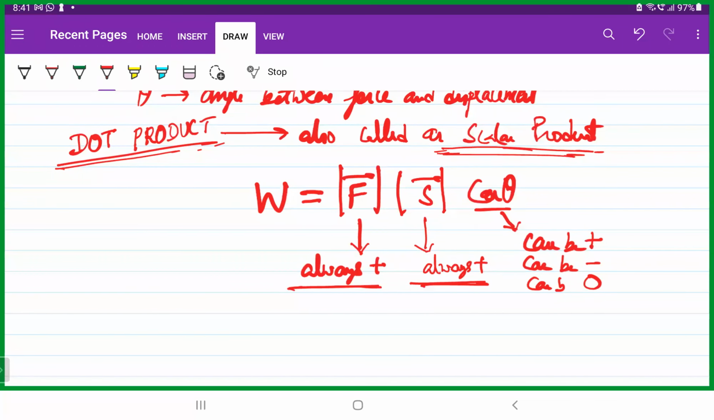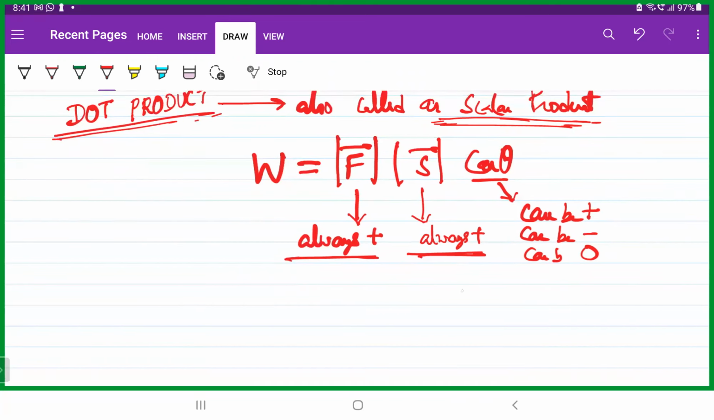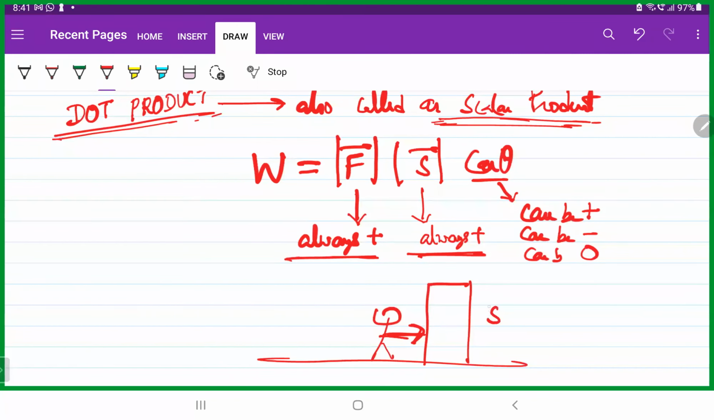So even if there is a force and a displacement, work done can still be zero. Like suppose there is a wall in your room, and you are applying force on the wall continuously. The wall is not moving. In that case, displacement is zero, so work done is zero.